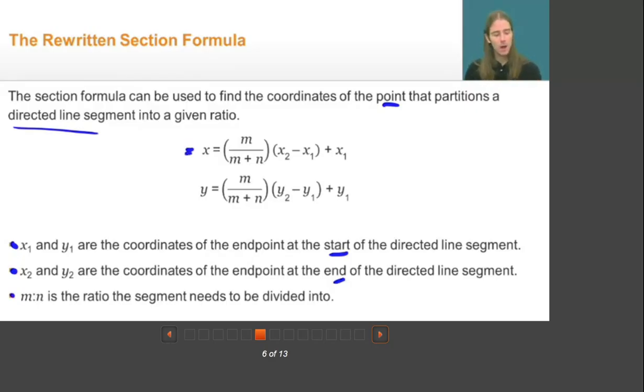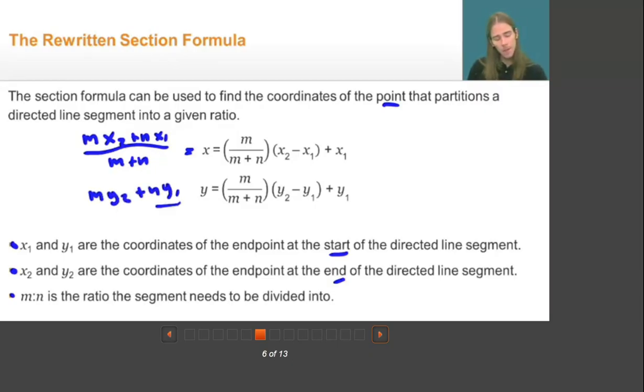Well, in this case, we've already derived a section formula that says that the x coordinate is equal to m times x2 plus n times x1 all over m plus n. And the y coordinate is given by m times y2 plus n times y1 all over m plus n. This is a great formula we derived, but if we manipulate it algebraically a bit, we can end up with the set of equations that we see on the right-hand side. And that's the set of equations that I want to focus on.